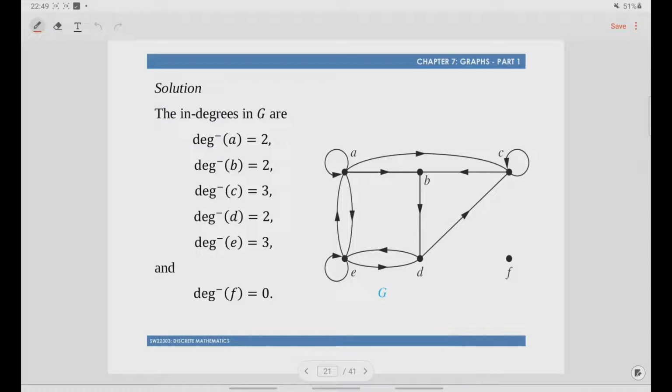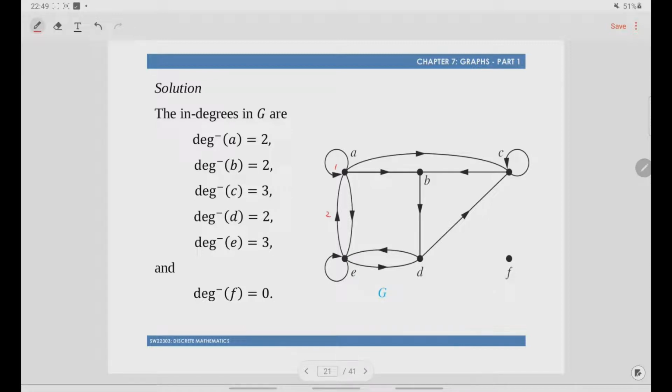Okay, so the in degrees in the graph G are as follows. For the vertex A, how many in degrees do we have? To find the in degree, we simply refer to the direction of the arrow. Just count the number of arrows coming to A. We have 1, 2. So this arrow is pointing to A, and the in degree of A equals 2.